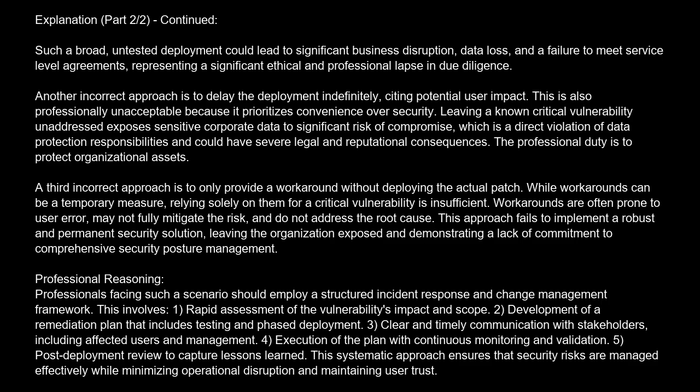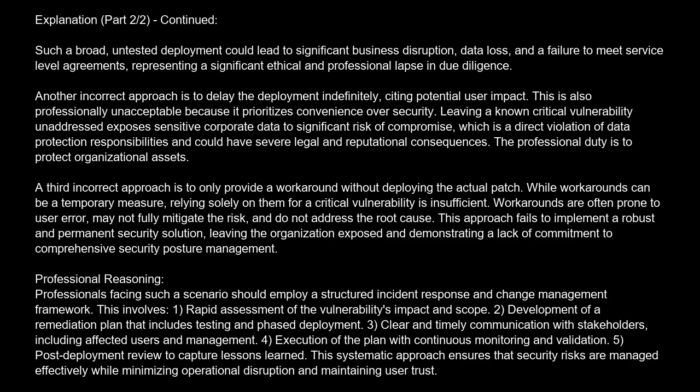This is also professionally unacceptable because it prioritizes convenience over security. Leaving a known critical vulnerability unaddressed exposes sensitive corporate data to significant risk of compromise, which is a direct violation of data protection responsibilities and could have severe legal and reputational consequences. The professional duty is to protect organizational assets.